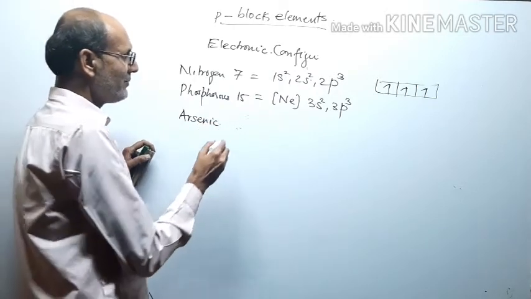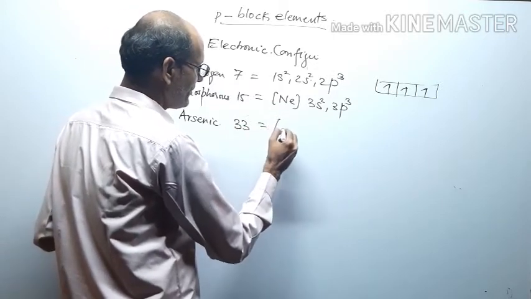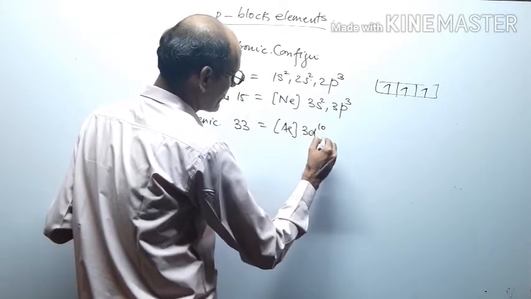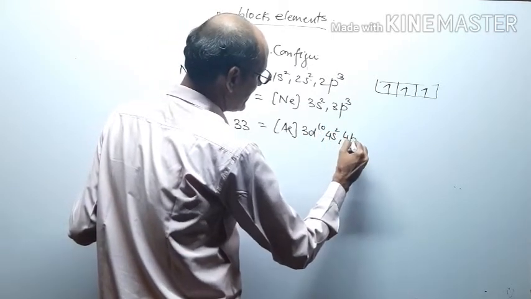And its atomic number will be 33. So it will be Ar, 3d10, 4s2 and 4p3.